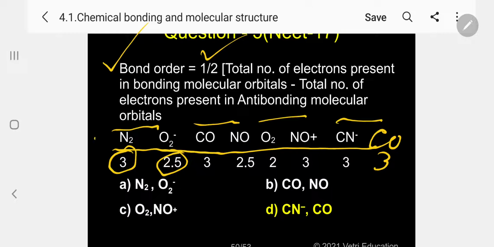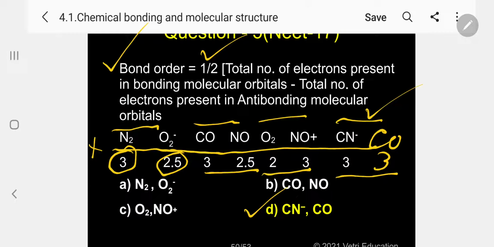So this A is not it. Then CO is 3, NO is 2.5, O2 is 2, NO plus again. So this is again not, this is again not. So this is the correct answer: the correct answer is CN minus and CO.